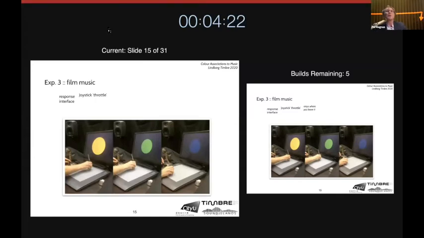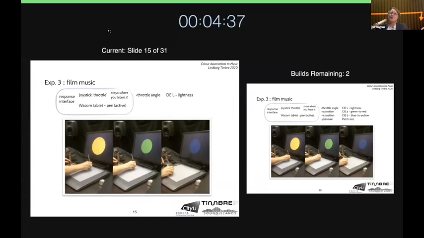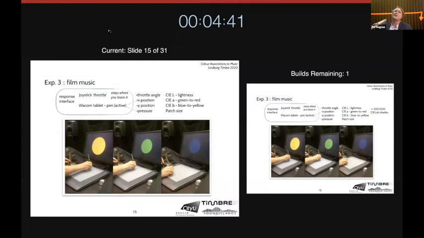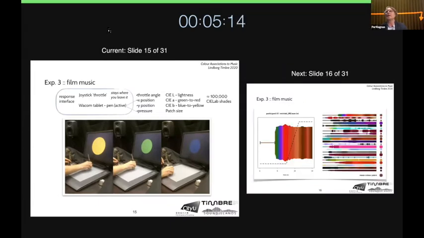So I designed a particular interface to work with this. It consists of two things. One is a joystick throttle, and the other one is a Wacom tablet. And they link, so the throttle angle links to lightness, the Wacom tablet pen XY position links to the green-red A and blue-yellow B dimensions, and the pressure of the tablet pen controls the patch size. So the person in this experimental situation is viewing this on a screen while listening to some sound being reproduced, and is asked to make the association continuously. So it's sampled at a fairly high rate, and with a good resolution.